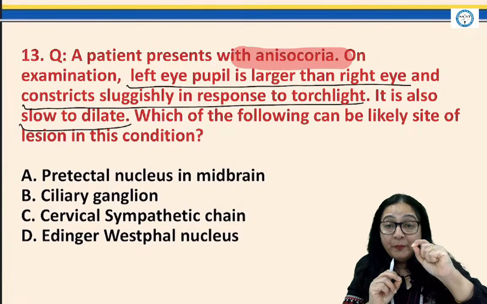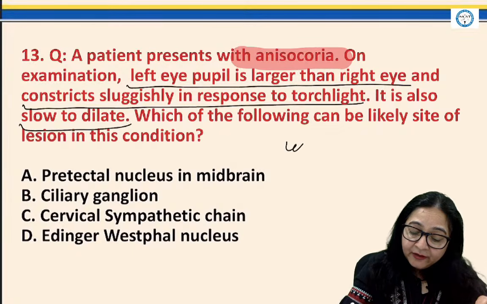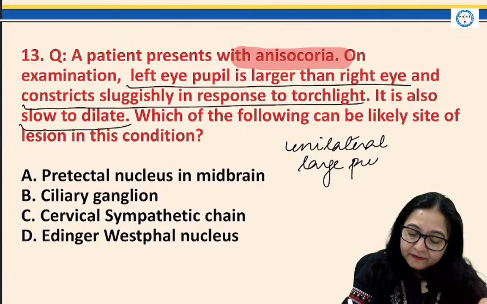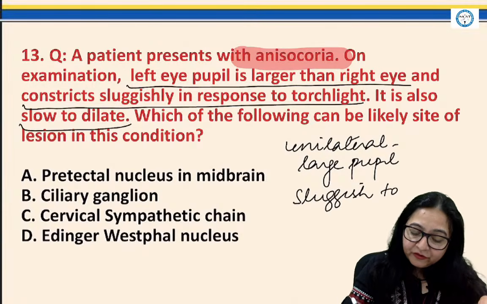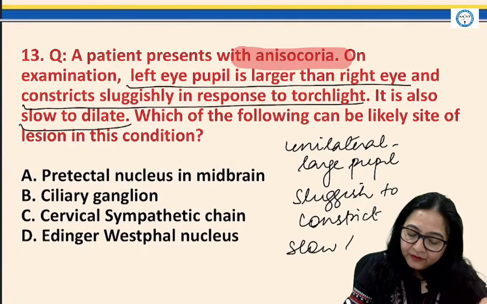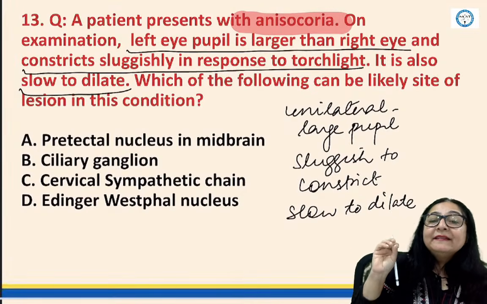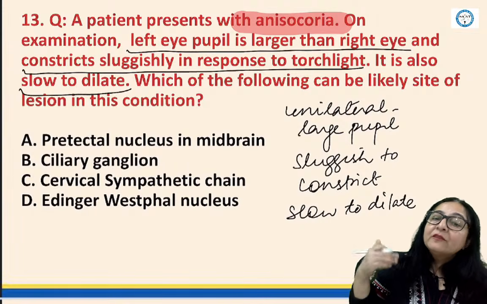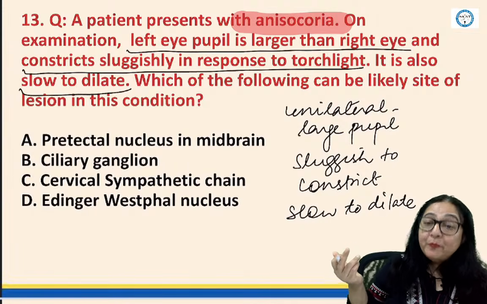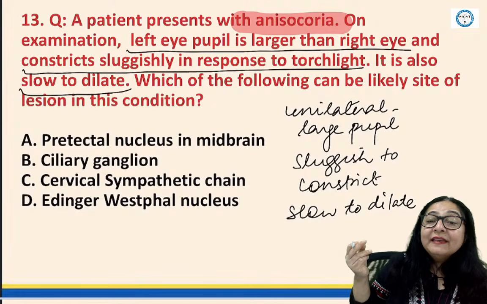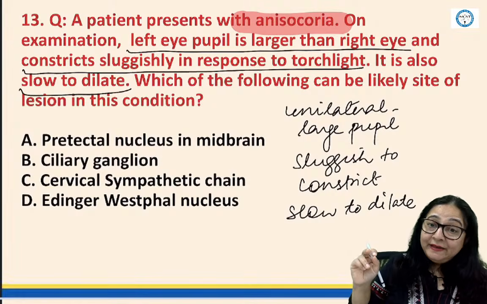Unilaterally large pupil. So unilateral large pupil, sluggish to constriction and slow to dilate. So it means the pupil muscle is tonic. It is sluggish, slow to constrict, slow to dilate. So that is a tonic pupil, right? So it is a case of Adie's tonic pupil, beta.